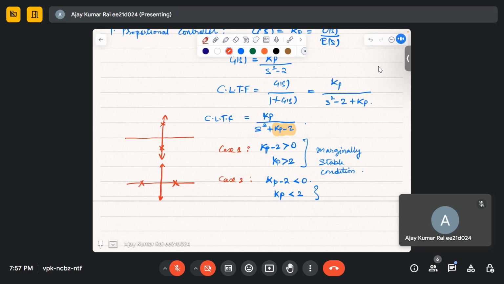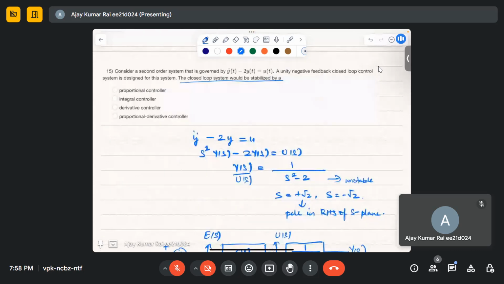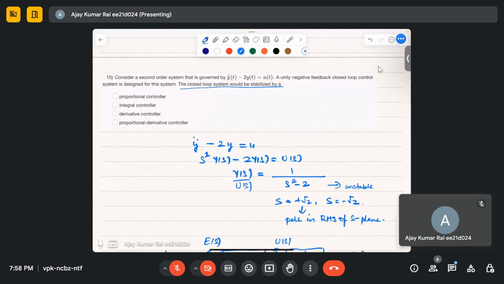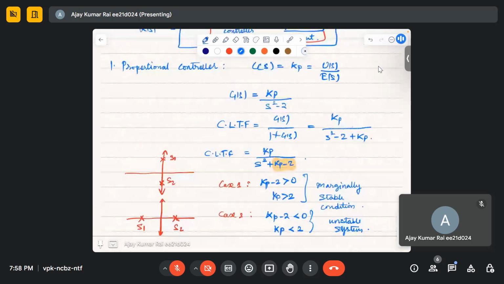Yeah, it's like S square minus 2. So your roots will be like this, S1 and S2. For this second case, we'll say the system is unstable. So the proportional controller won't work. If you just put a proportional controller, you won't be able to stabilize the system.